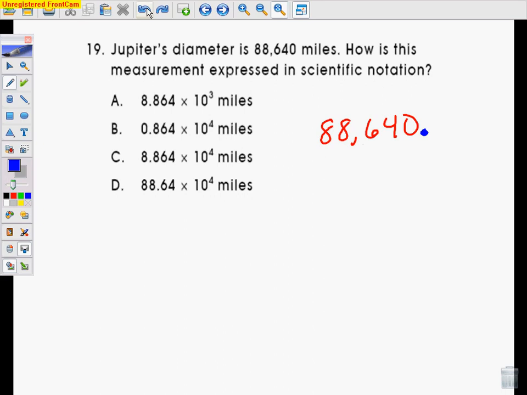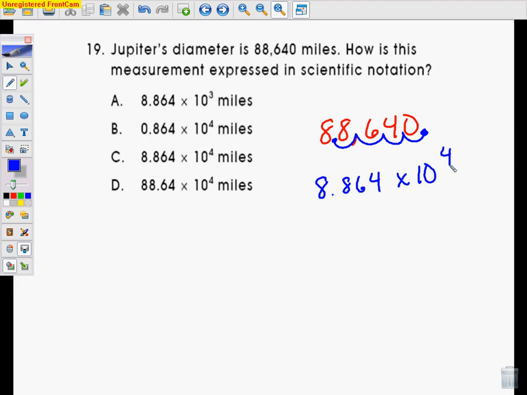Now, to find your exponent, you're going to take this decimal point and count over until you get a number that's between 1 and 10. It can't equal 1, it can't equal 10. All right, so 1, 2, 3, 4. So you get 8.864 times 10 to the fourth.